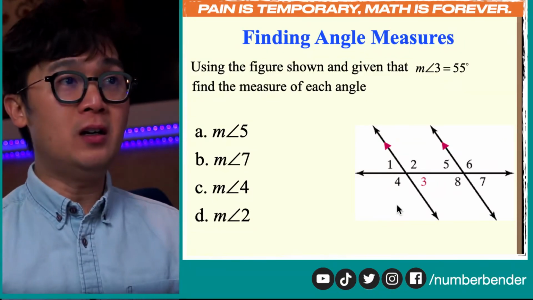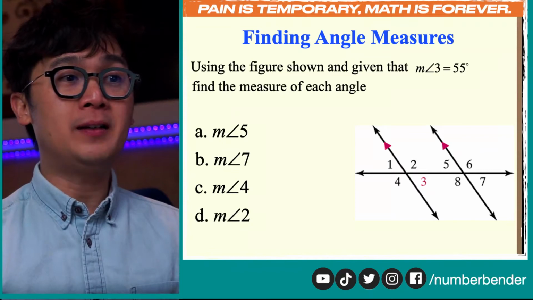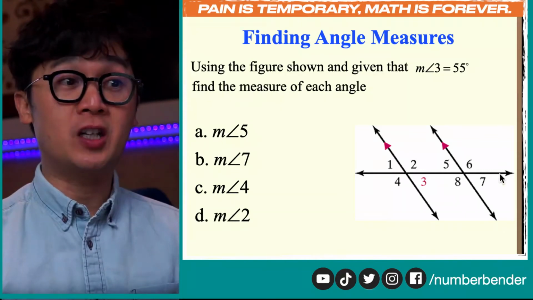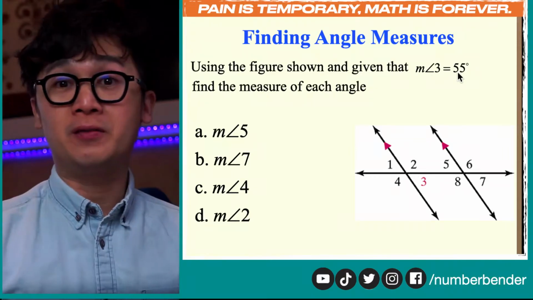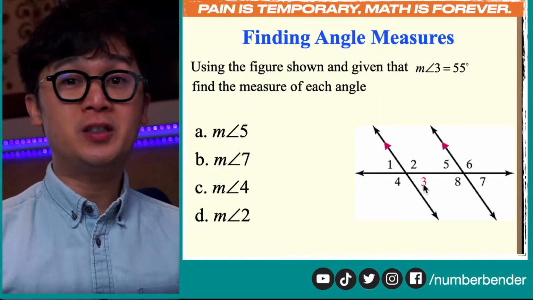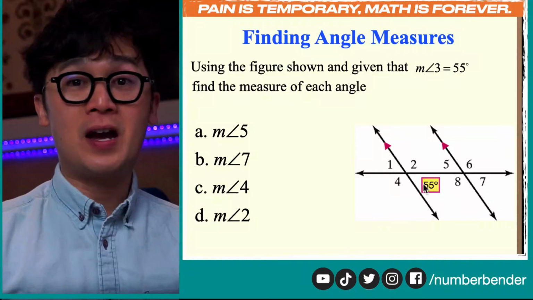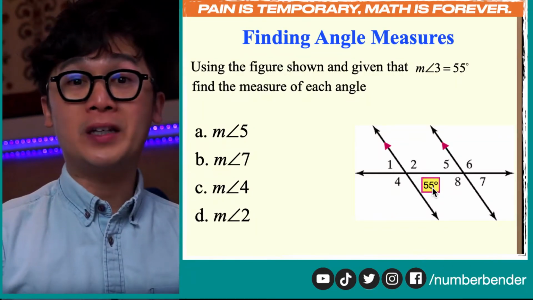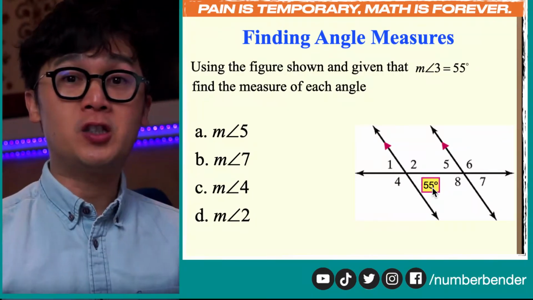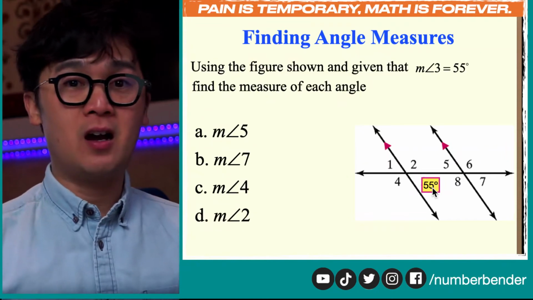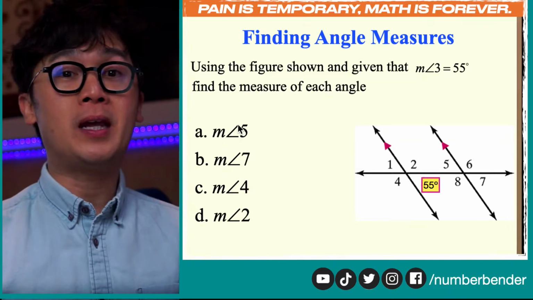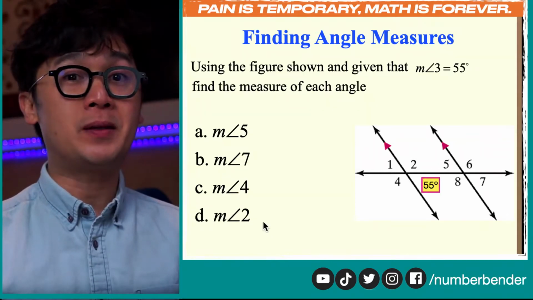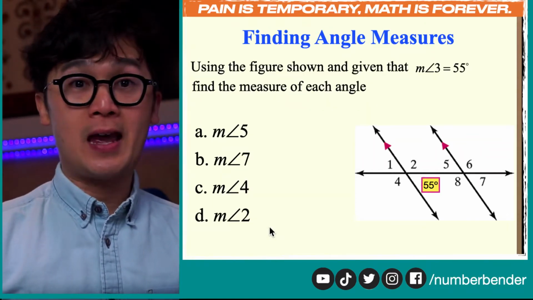In our figure, we are given parallel lines cut by a transversal, and we know that the measure of angle 3 is 55 degrees. From here, all we need is one angle measure for this set of angles cut by a transversal, and we'll be able to figure out the measures of A, B, C, D using our theorem.